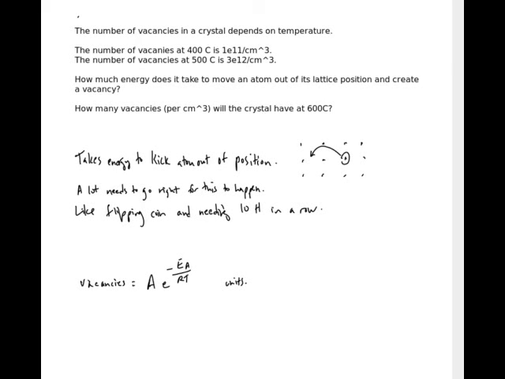Okay, this is a problem like something we did in class. Let's try to find the number of vacancies in a crystal at a certain temperature. First, the number of vacancies depends on temperature. So maybe we do some kind of measurement. We find out that the number of vacancies at 400 degrees Celsius is 1 times 10 to the 11th.